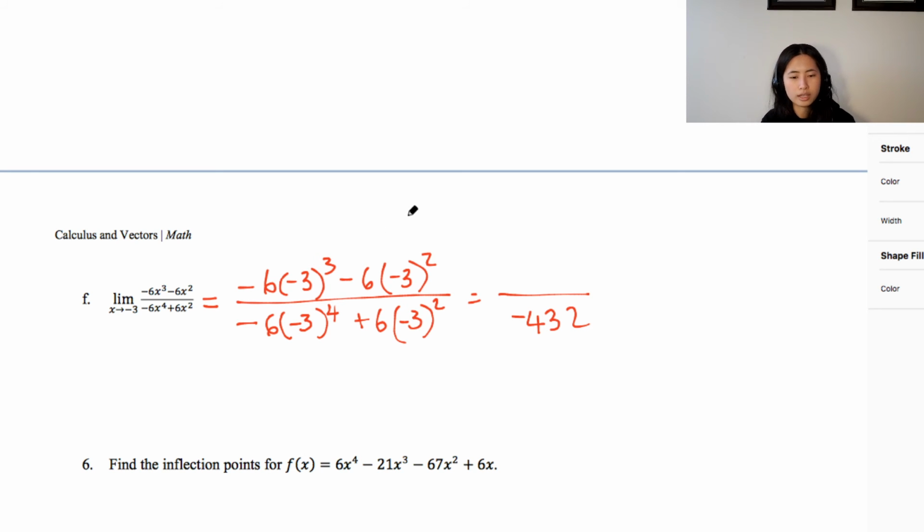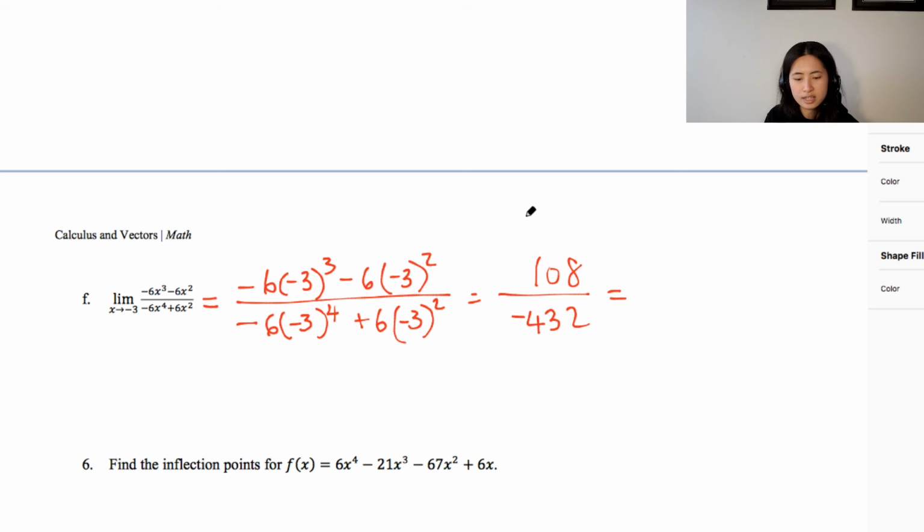You have to calculate this individually to find whether you're getting 0 over 0 or infinity over infinity, which are indeterminate forms. So for your numerator, you have negative 6 times negative 3 cubed, minus 6 times negative 3 squared. So your numerator is actually 108, which is fine. It's not really causing any indeterminate forms.